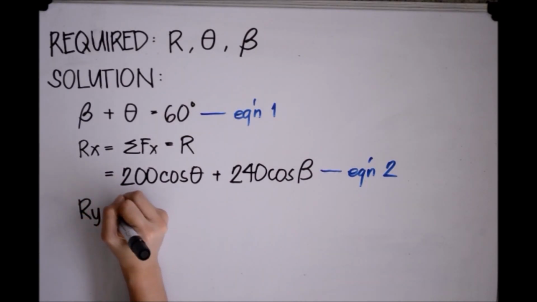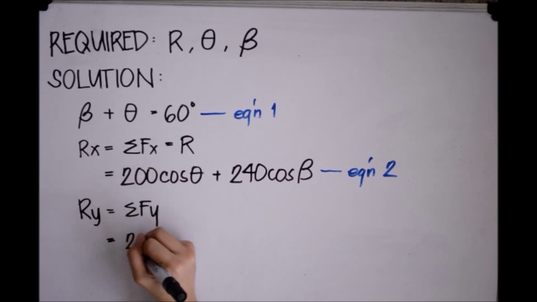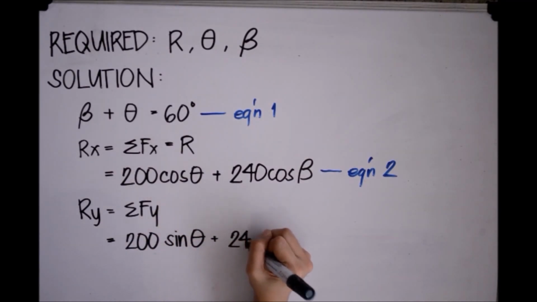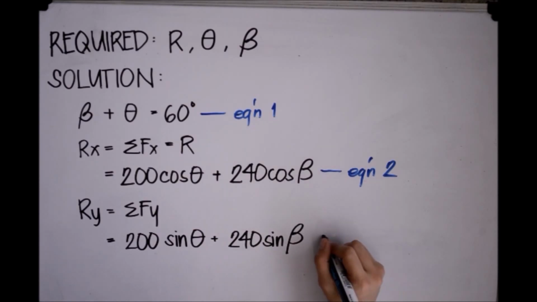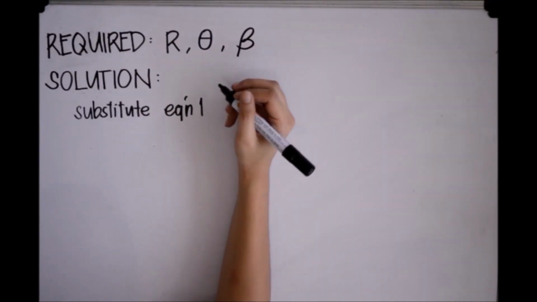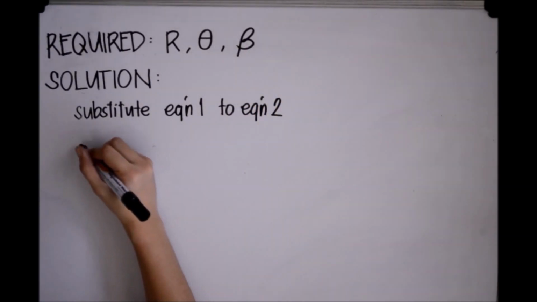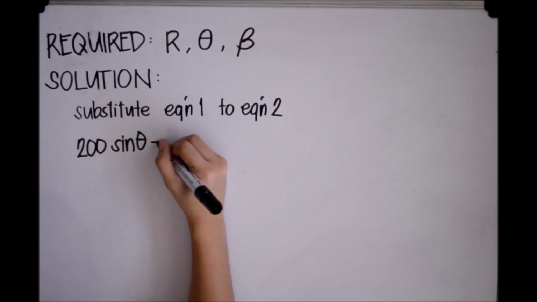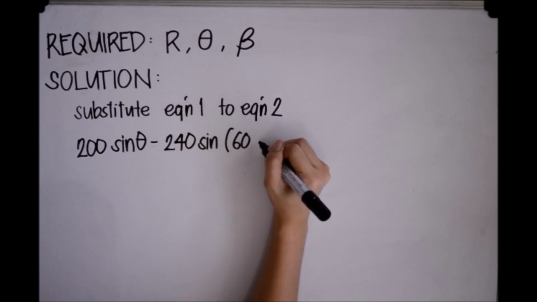And for Ry, we have summation of Fy is equal to 200 sine theta minus 240 sine beta. And this is our equation number 3. We will now substitute equation number 1. We have 200 sine theta minus 240 sine of 60 minus theta is equal to 0.